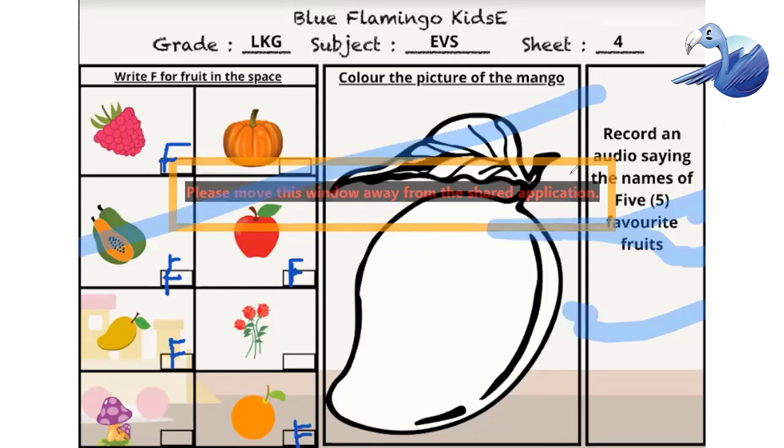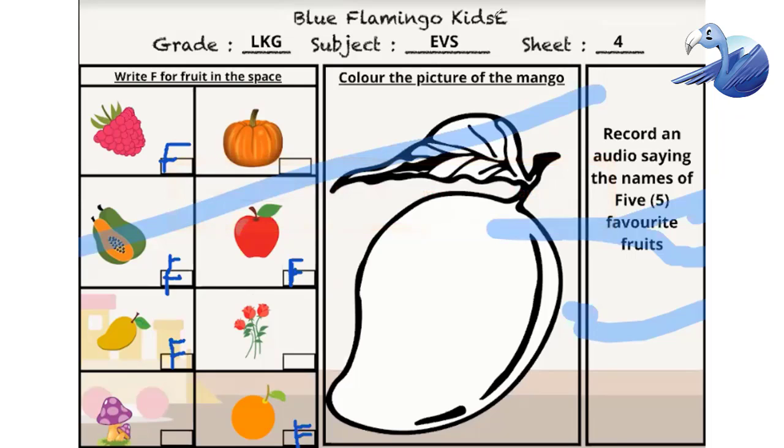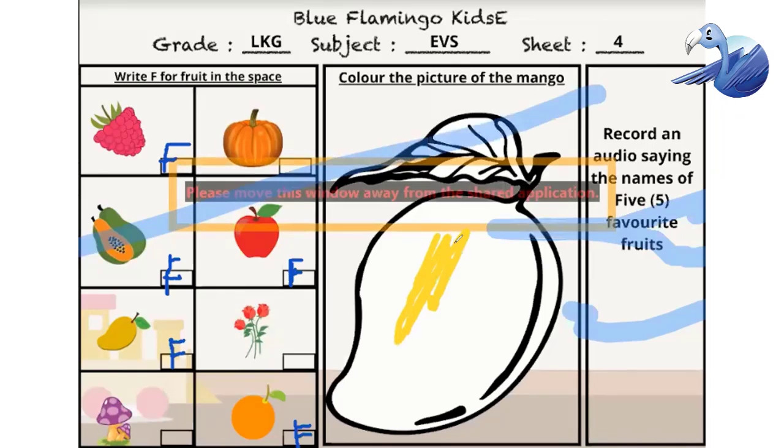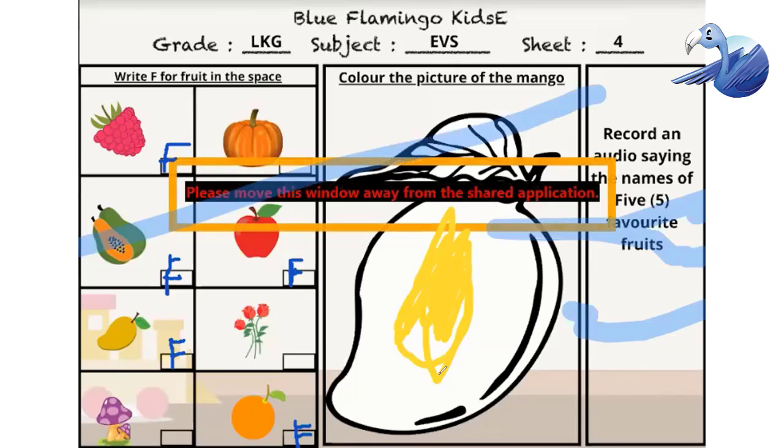Okay. Now you have to color this mango. So you know, students, mango is in which color? Yellow color. So you have to fill this with yellow color. Okay. And leaf with green color.